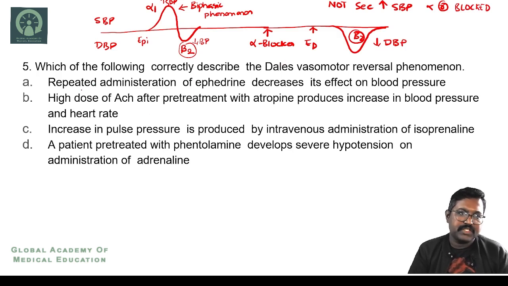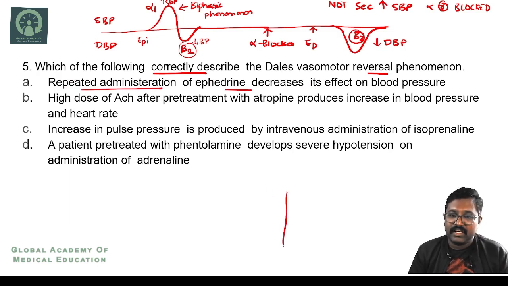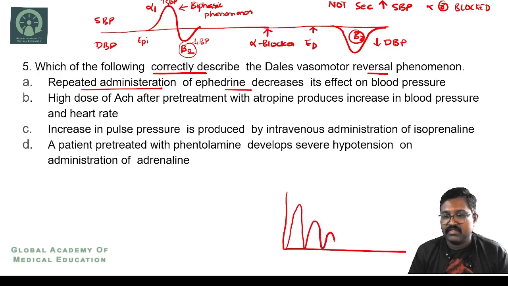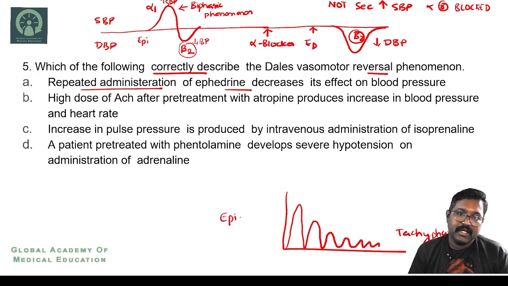So let us see the options. They are asking about the correct description of the Dale's vasomotor reversal phenomenon. Option A is repeated administration of ephedrine decreases its effects. What happens in the case of ephedrine? If you keep giving ephedrine, the responses will decrease. This is called tachyphylaxis.